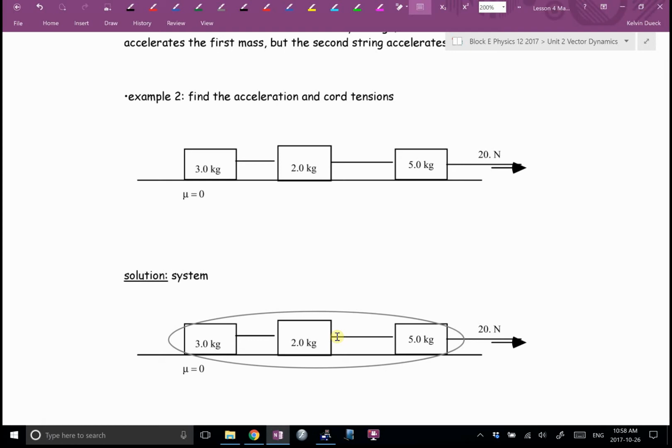That's it. That's how it's going to work. Example 2 says find the acceleration and cord tensions. We're going to try and do this with as little writing as possible. You're not going to be able to get away from labeling your forces with a free body diagram. So let's start. Is there friction in this question? No, so we're going to ignore that. If there was, I'd just have some extra forces. I could deal with it.